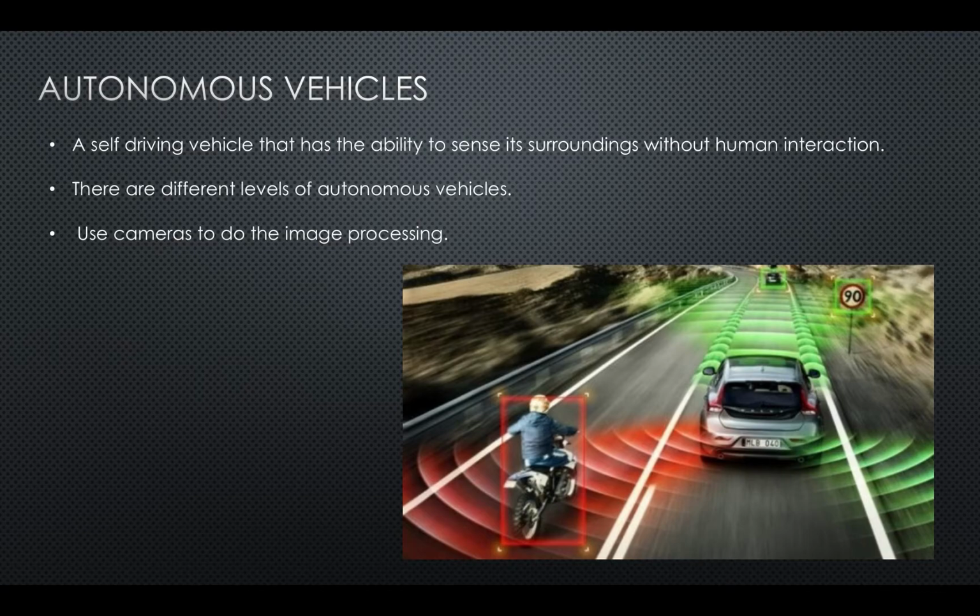Autonomous vehicles use cameras to do the image processing. Some automotive manufacturers are working on cars that are fully autonomous, meaning they are unmanned. For fully autonomous vehicles, companies are using computer vision to navigate the car around.